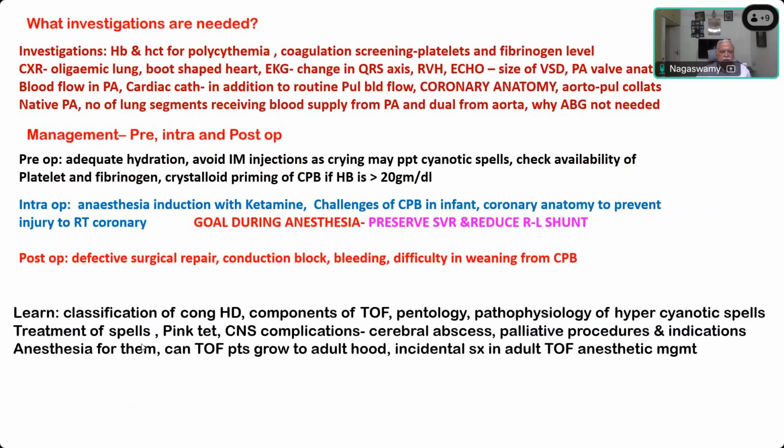So what are all the other things you have to learn with regard to these particular cases? Classification of congenital heart diseases. How do you classify congenital heart diseases? Cyanotic and acyanotic. That is one classification. Any other classification?